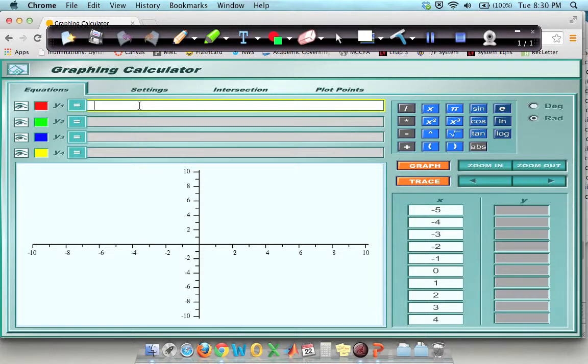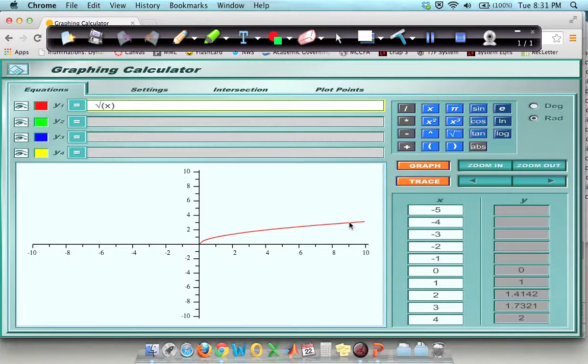On yours, you have a Y1 button or Y equals button. You would click that. That's at the top of your calculator. And then you would type in the square root, and you have an X button. And then you have a graph button. Mine happens to be over here on the right. Yours is at the top of your calculator. You just hit graph. I wonder if it wants me to end the parentheses. There it is. Okay. And so this is what the radical function looks like, the square root of x.